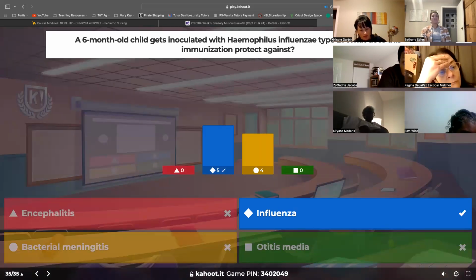Haemophilus influenzae type B, or Hib vaccine, protects us against influenza.